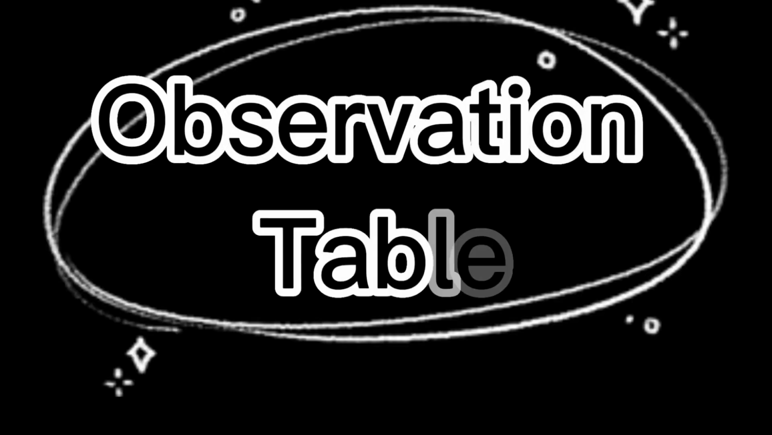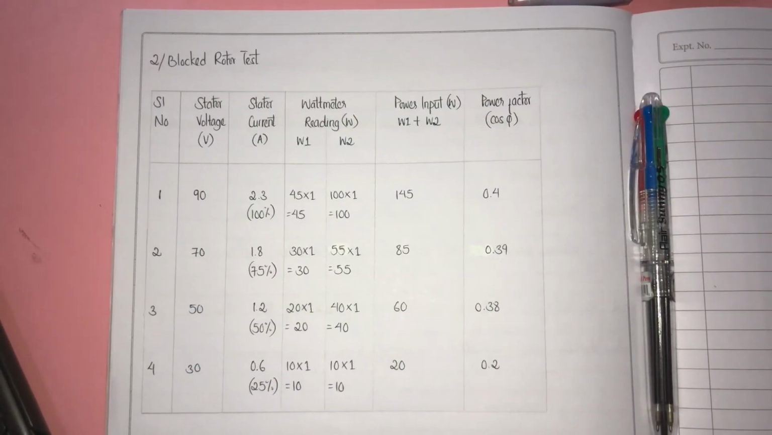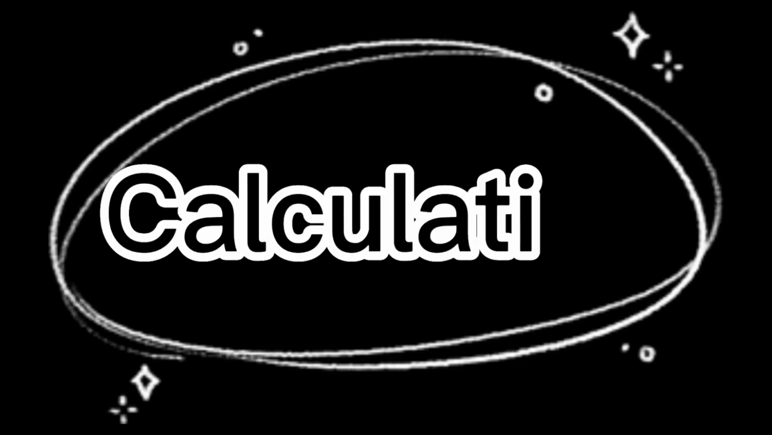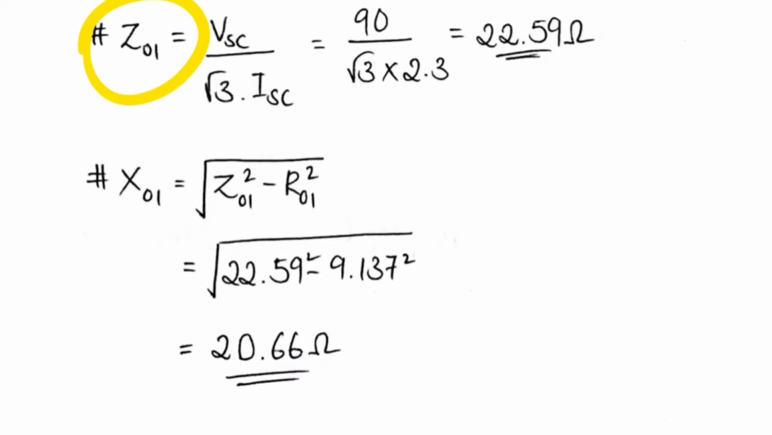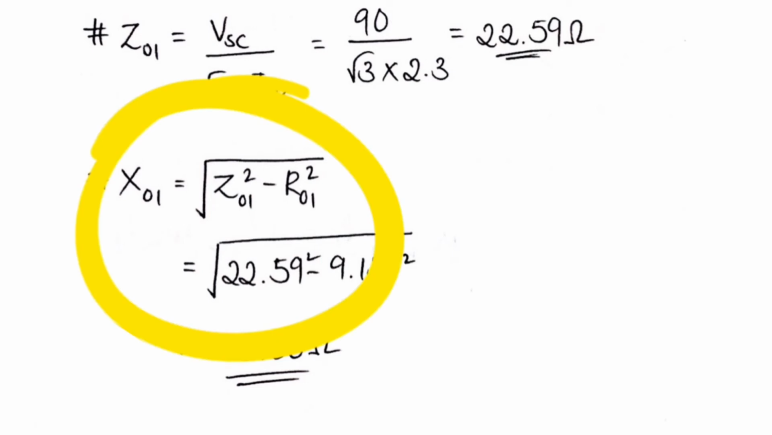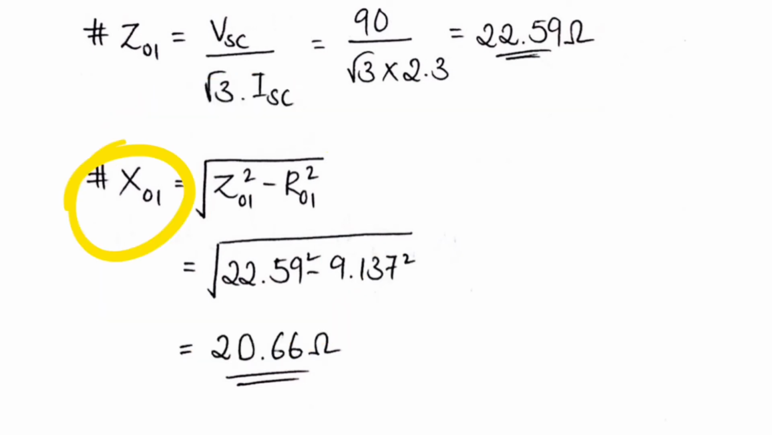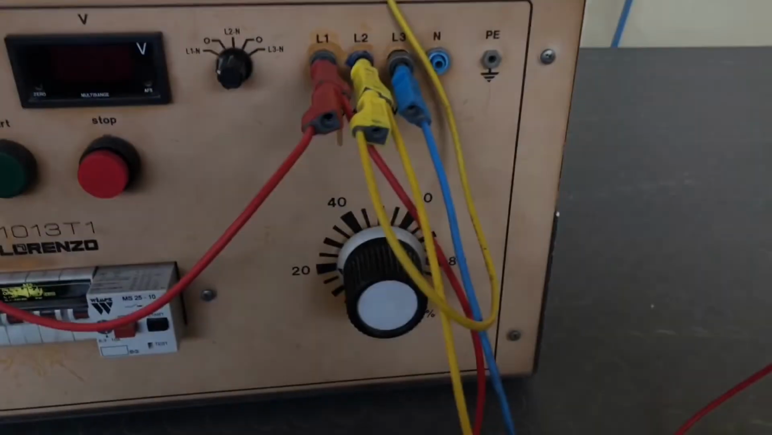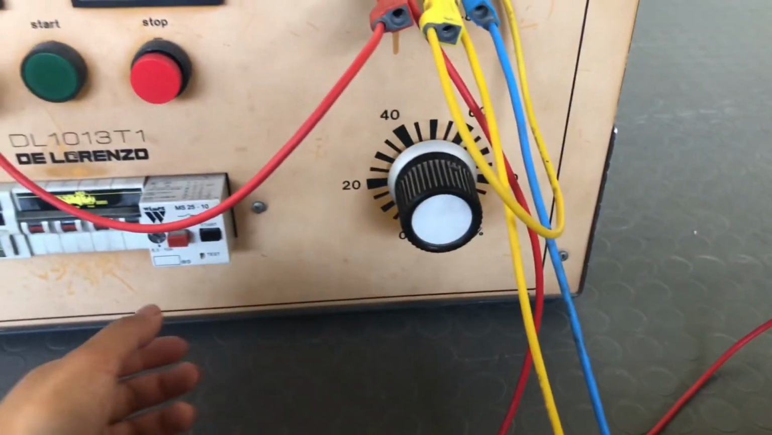You can continue by reducing the stator voltage, hence reducing the stator current. Next is our observation table. These are the readings that we got. We continue till 25% of the rated current, which is 0.6 ampere. For the calculations, we calculate resistance and impedance, and using the formula square root of (Z squared minus R squared), we find the reactance. Now we can turn off the power supply. Slowly reduce the voltage and turn off the supply.